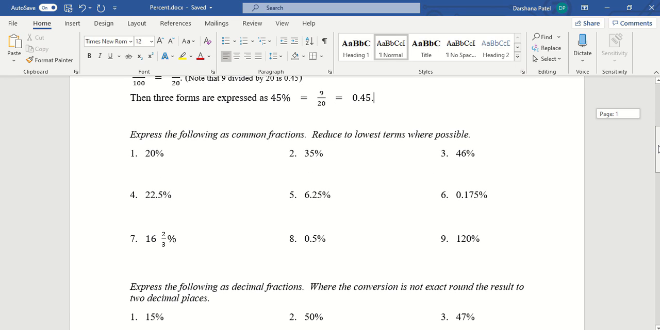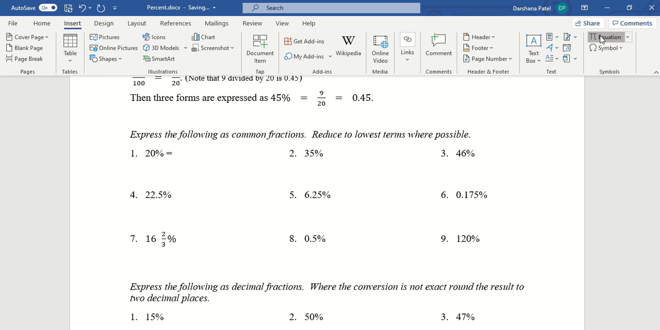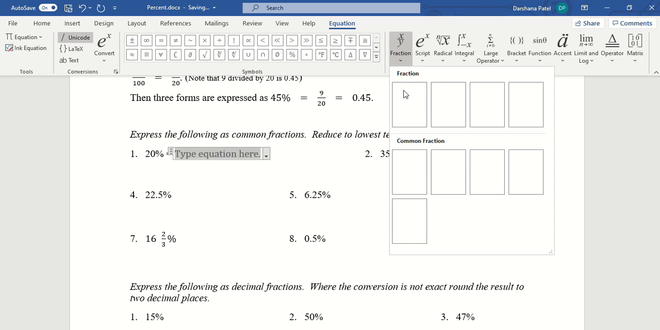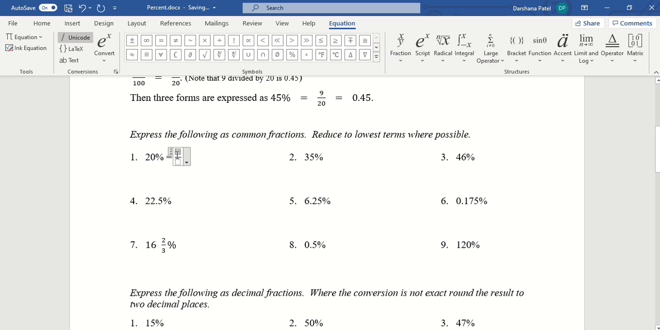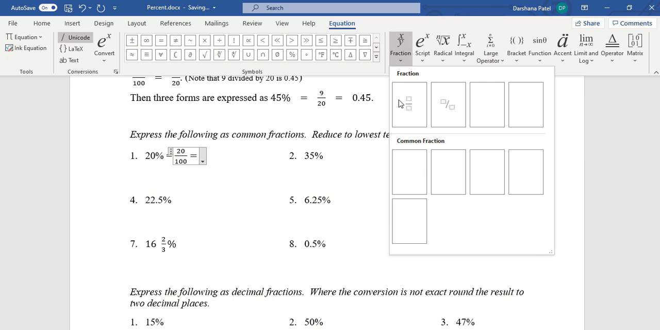Express the following as common fractions. Reduce to lowest terms where possible. So 20%, for example, we can write as 20 over 100. Now 20 and 100 both are divisible by 20, reducing it to 1 over 5.